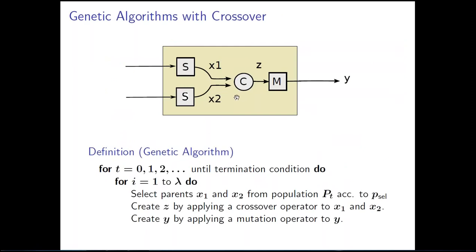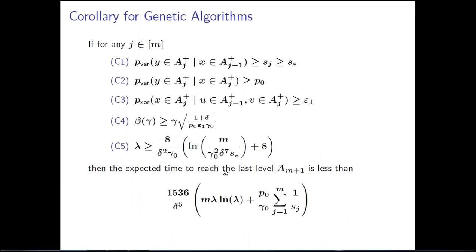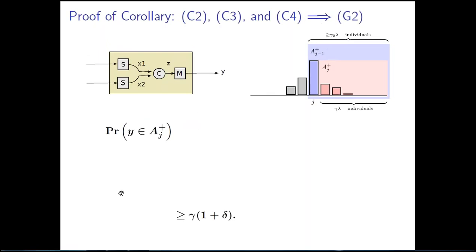You can also analyze crossover. So it's just a more complicated D operator. So here we first do selection of two individuals, x1 and x2. We apply crossover, we get an individual z, and then we apply mutation, we get an individual y. So in this case, we have this particular corollary. It just says what the variation operator should satisfy. So mutation and crossover operator satisfy. We get some bounded runtime.